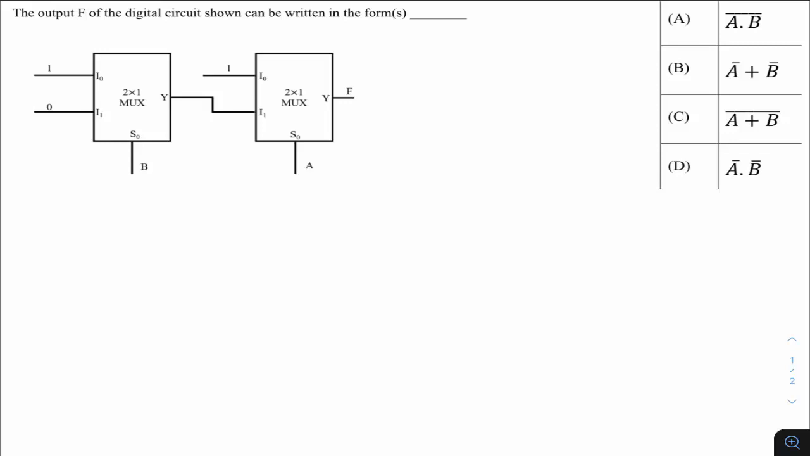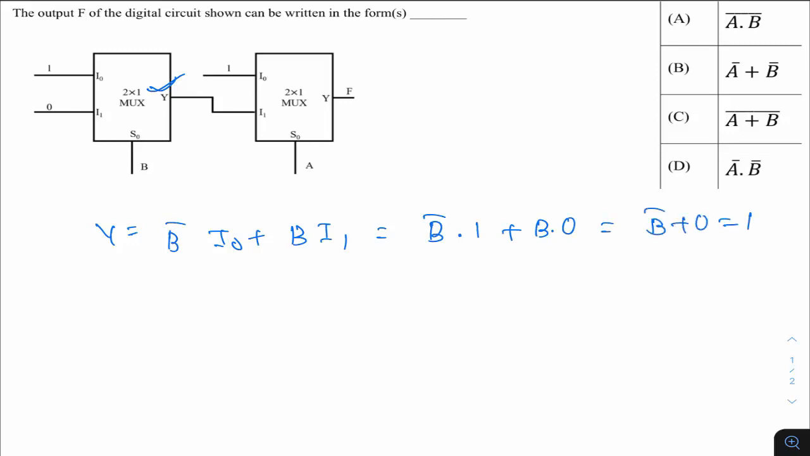Coming to, if I ask you what is your Y, this is basically this output. This is basically B bar I0 plus B I1. What is I0? I0 is 1. And what is I1? I1 is 0. So this is B dot 0. So this is basically B bar or 0, which is basically B bar. So Y we got, this is B bar.